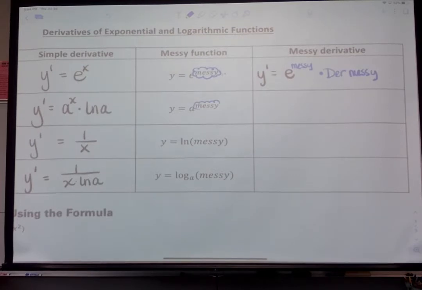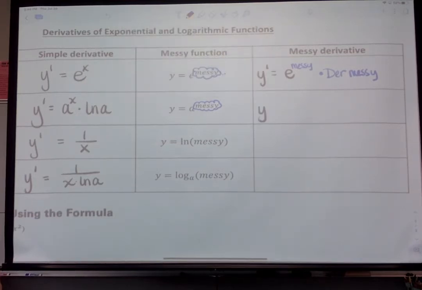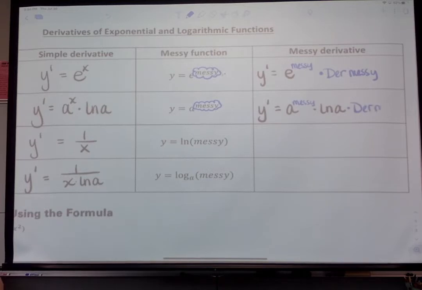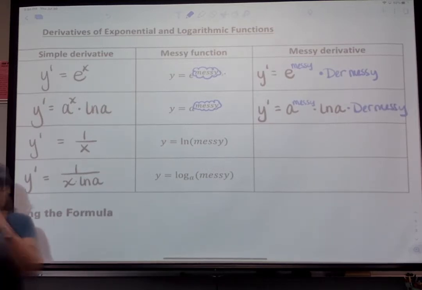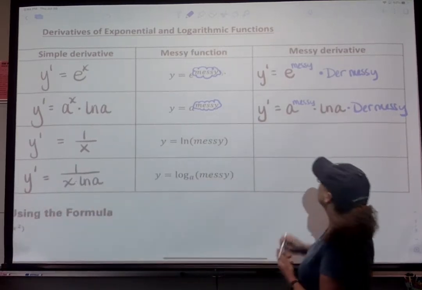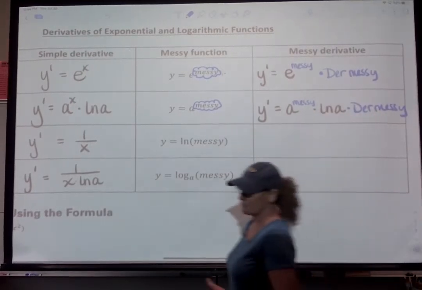What if it's some other constant to the messy power? Its derivative is going to be a to the messy. Remember, don't touch the messy. Finish out your derivative, times natural log of a, and then chain rule it. Derivative of the messy. Since it's all multiplication, you could have done a to the messy, then your chain rule and then your natural log of a. It doesn't matter.